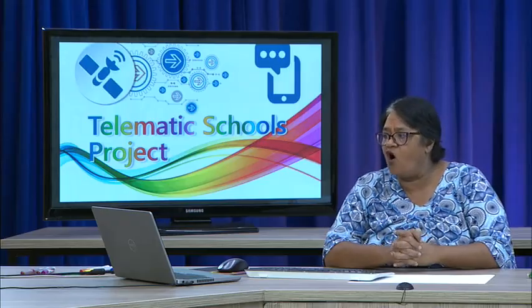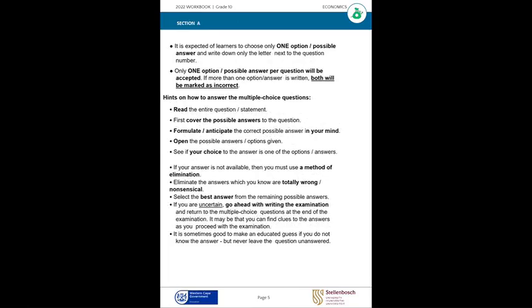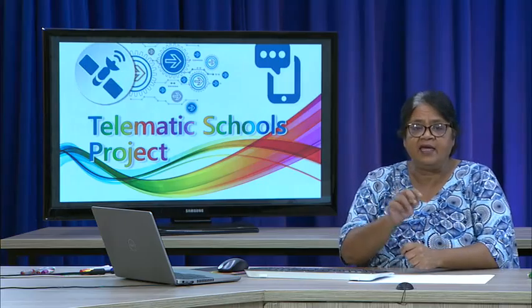Okay, so 4 options are provided as possible answers to a question or a statement. And please bear in mind, it is the most correct answer that we are looking for, right? As I said, there's always a possibility that there might be 2 of them that are possible answers, but we're looking for the most possible. It is expected of learners to choose only one option or possible answer and write down only the letter next to the question number. Right. Why we say only one option? Because what learners would sometimes do, they think the answer can be A or D, and then they'll write A/D.